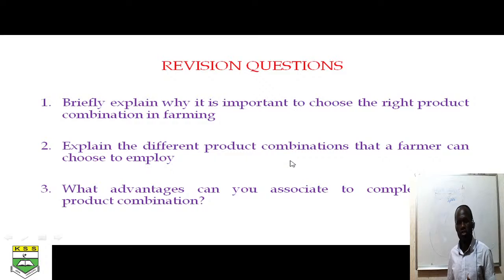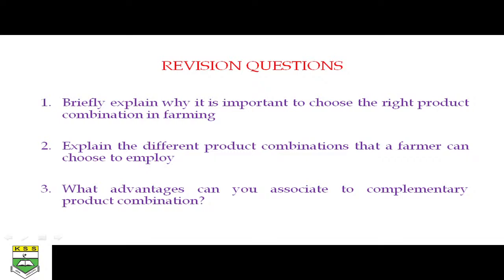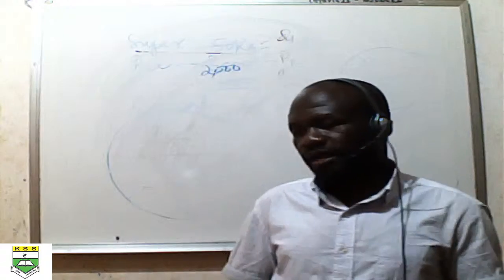So finally, today we had a simple review of elasticity. Then we went to costs in agriculture. Our costs, we said they are mainly 7. We had the explicit, implicit, variable, the fixed, the total cost, average cost, and the marginal cost. Then in terms of product combinations, I said they are mainly 4. We have the competitive, the complementary, the supplementary, and the joint products.